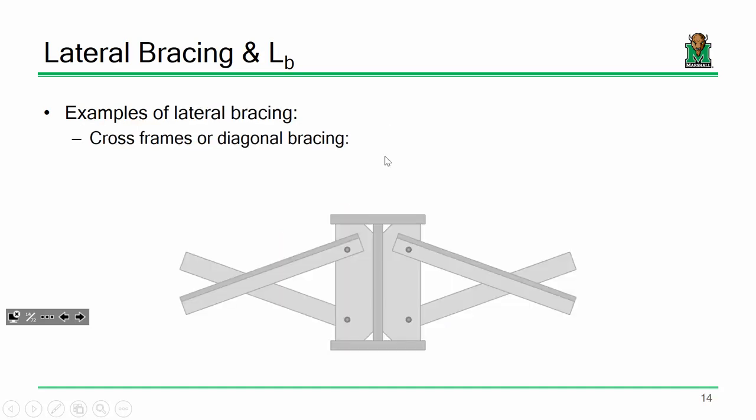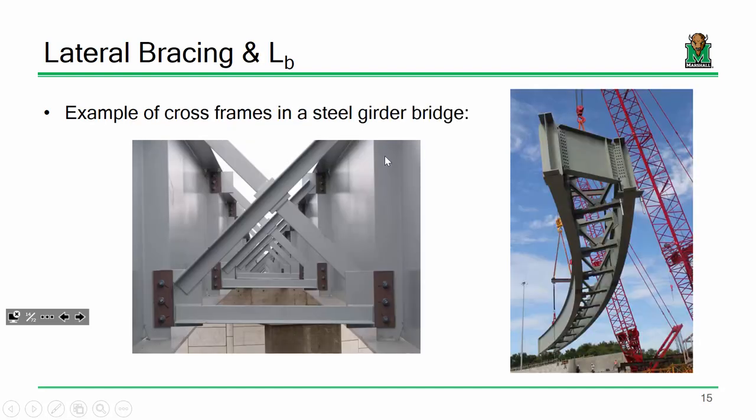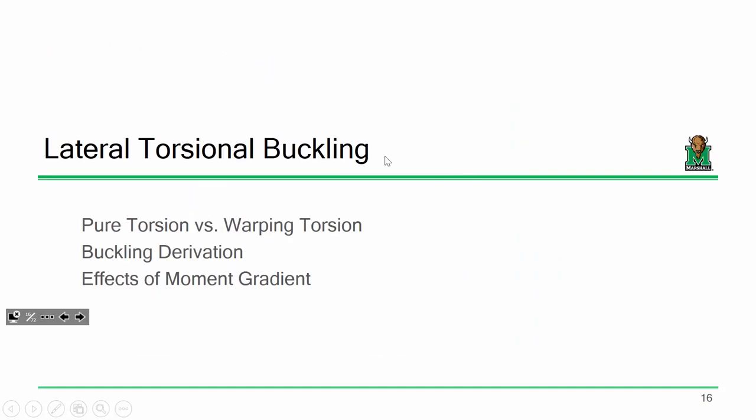In bridges, a very common example is a cross frame. Maybe something like this, right? Make sense? Okay. Why is that important? Well, it's important because of lateral torsional buckling.